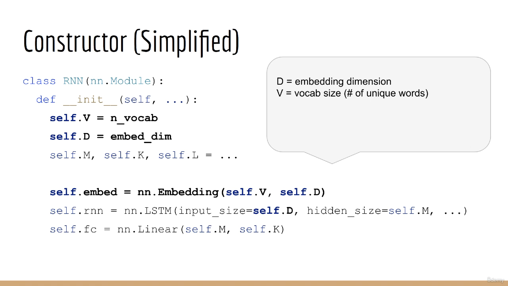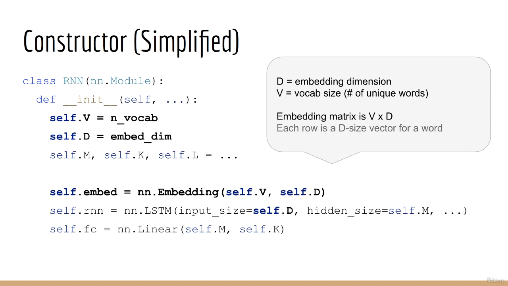So why do we need to know v and d? Well, this specifies the size of the embedding matrix, which will be of shape v by d. It has v rows and d columns. Why is that? It's because each row gives us back a d-size vector corresponding to a word. This is what we discussed in the previous lecture.